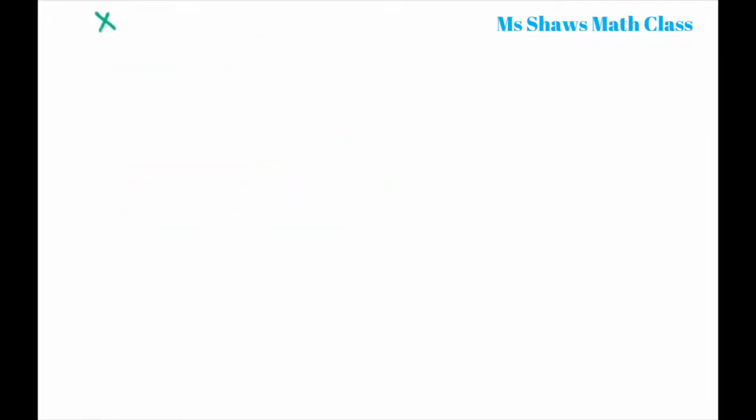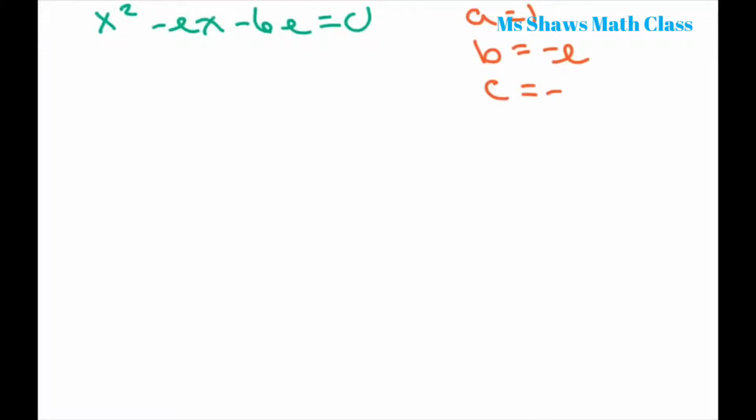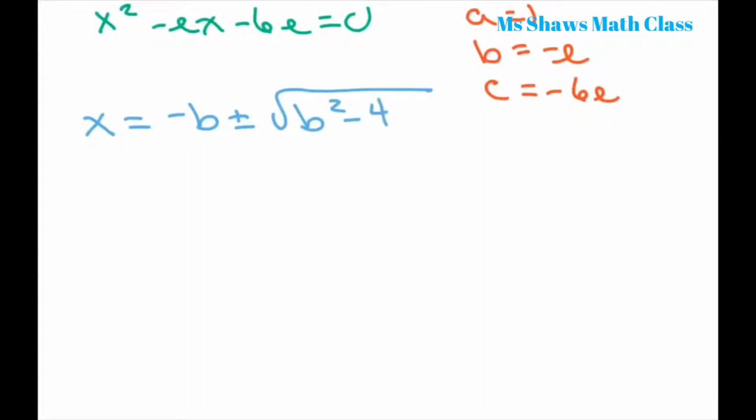x squared minus ex minus 6e equals 0. So in our case, my a equals 1, b equals negative e, and my c equals negative 6e. And use the quadratic formula, and then just fill everything in.